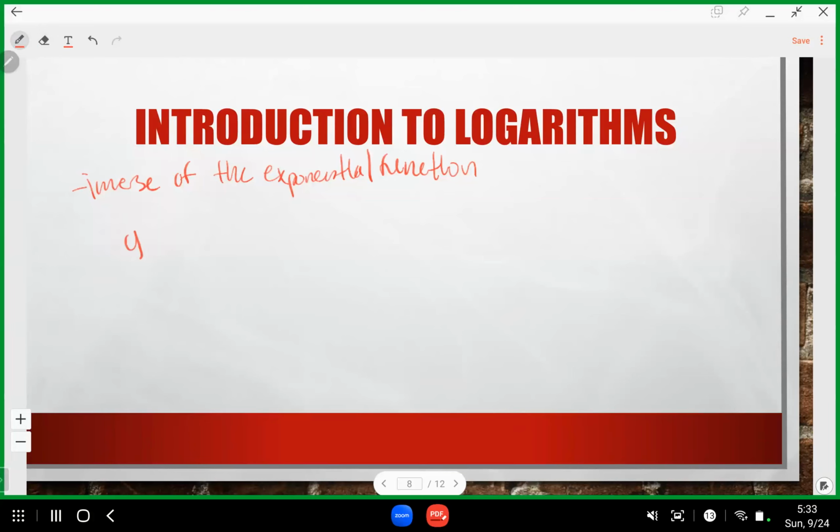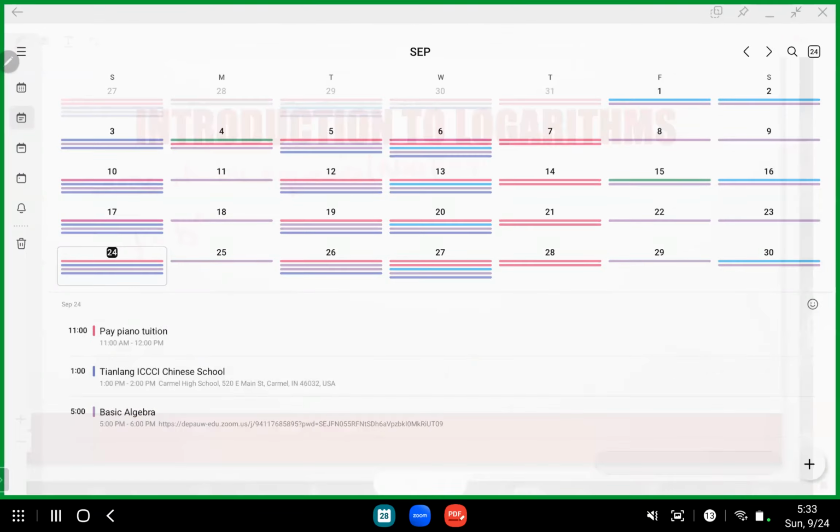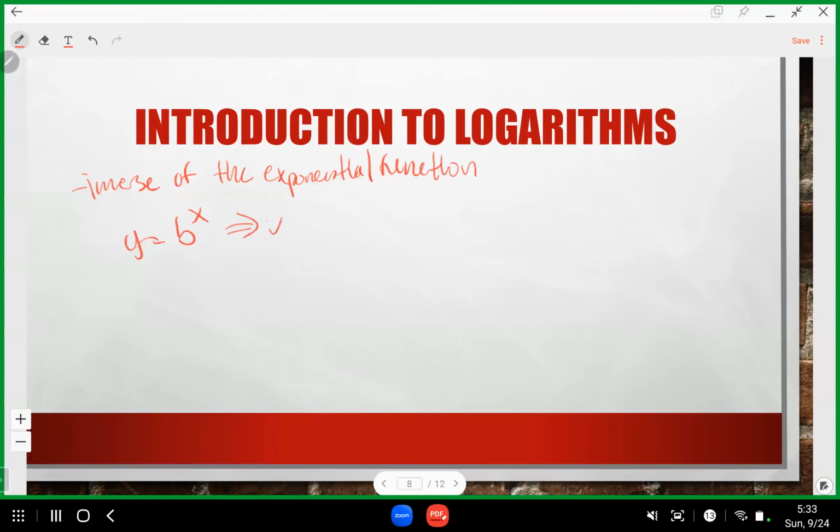So instead of y equals b to the x, it's going to be x equals b to the y, where b is greater than 0 and b does not equal 1. And so f inverse of x is equal to the log base b of x.